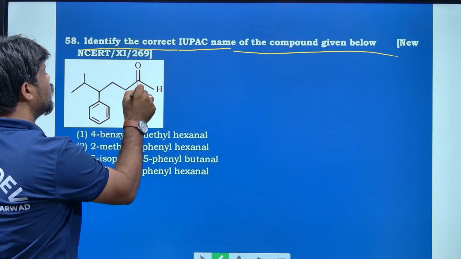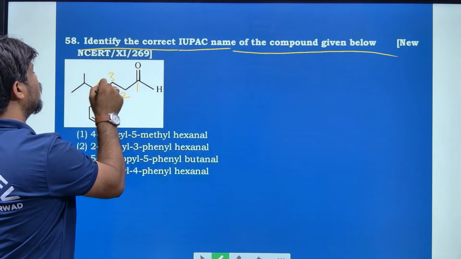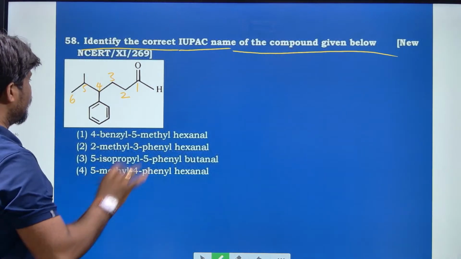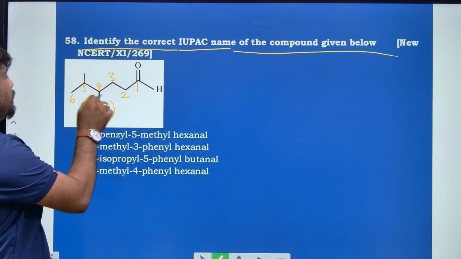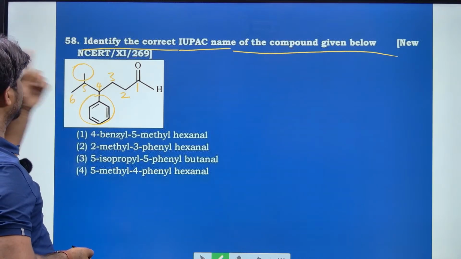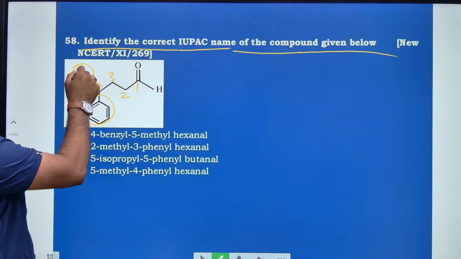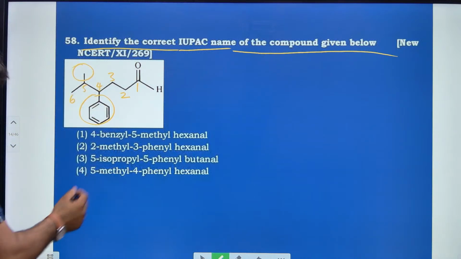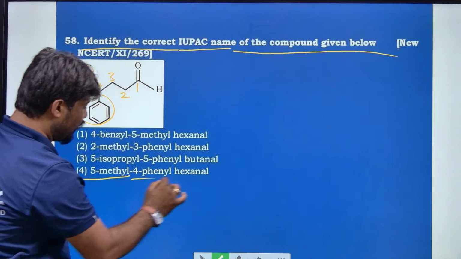If you do the numbering here, 1, 2, 3, 4, 5 and 6, then here I can find two substituents, that is a methyl and a phenyl. Then I can write that, at number 5, a methyl, and at 4, a phenyl. Yes, 5 methyl 4 phenyl.